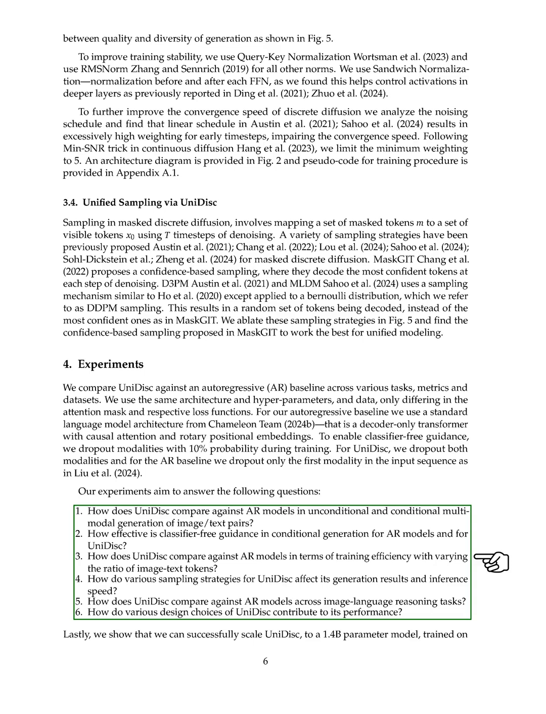How does UniDisc perform compared to AR models in generating image-text pairs, both unconditionally and conditionally? How effective is classifier-free guidance for AR models and UniDisc in conditional generation? How does UniDisc's training efficiency vary with different ratios of image-text tokens? How do different sampling strategies for UniDisc impact its generation results and inference speed? How does UniDisc perform in image-language reasoning tasks compared to AR models? What design choices in UniDisc enhance its performance?